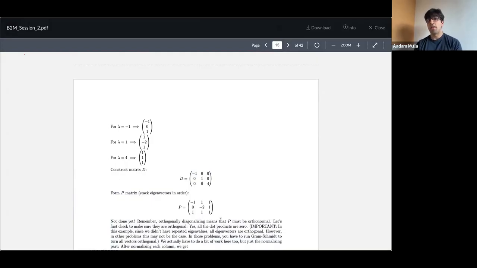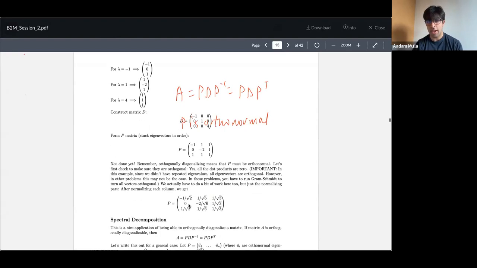You may think we're done, but remember, we're orthogonally diagonalizing, which means we want A equals PDP inverse equals PDP transpose, either one, where P is orthonormal. Our P is not orthonormal; because of the spectral theorem it's orthogonal right now, but not orthonormal. So let's normalize each of the columns, taking each column and dividing by its magnitude to get P, and D is up there as usual.